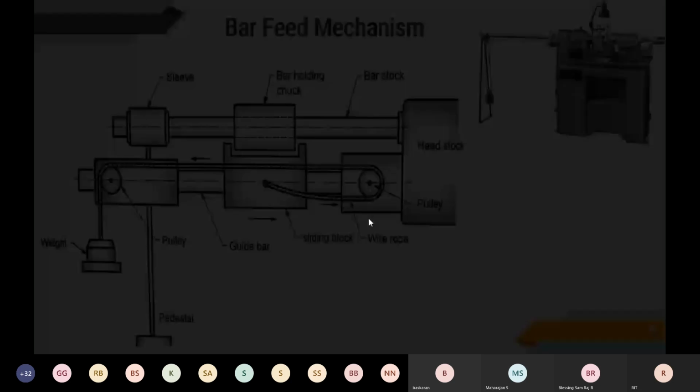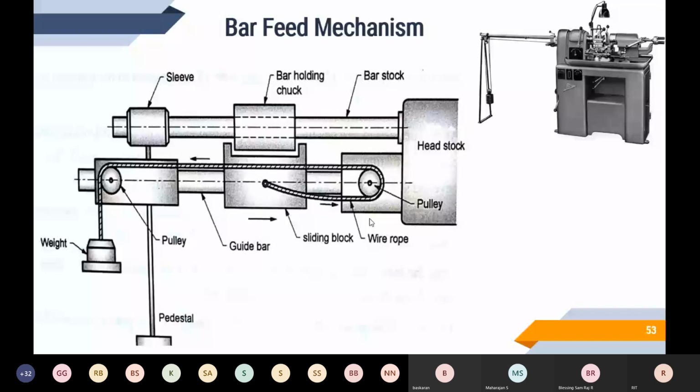This is the bar feed mechanism. Normally in the turret and capstan lathe, the bar is automatically fed without stopping the lathe, which reduces the production time. The bar stock passes through the hollow spindle of the lathe. You see that this is the headstock. The bar stock passes through the spindle without stopping. This is handled by the bar feeding mechanism. The weight is hanging there, and automatically the bar is fed forward. It's an old technique, but it's very simple.